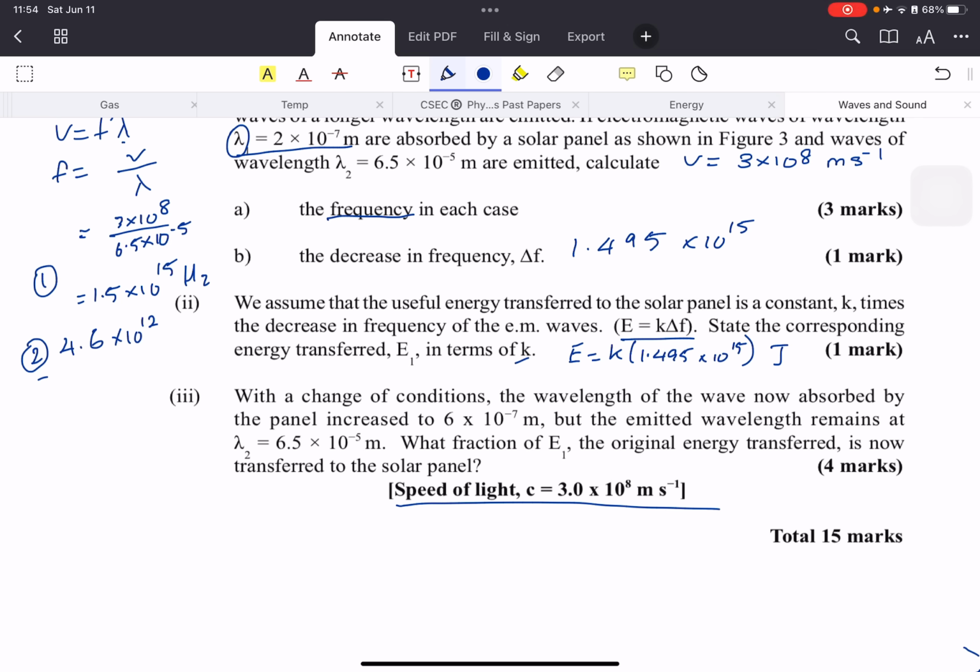So the new absorbed wavelength, I have more space now, right? So you have the new absorbed wavelength. So f is equal to v over lambda, which is 3 by 10 to the 8 over 6 by 10 to the minus 7. So let's calculate what that would be.